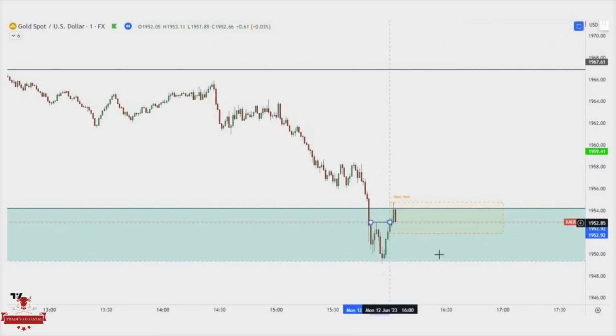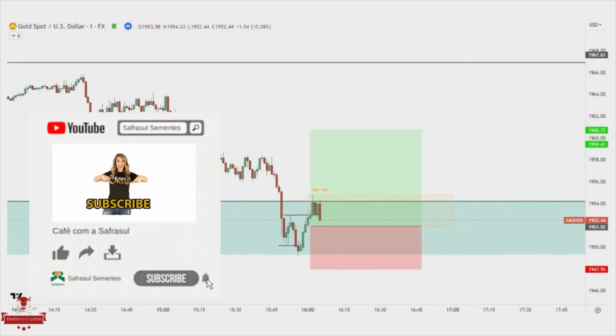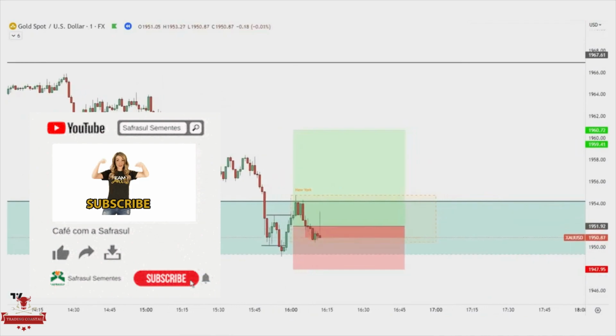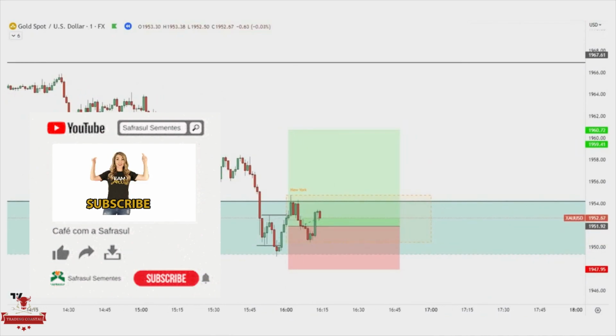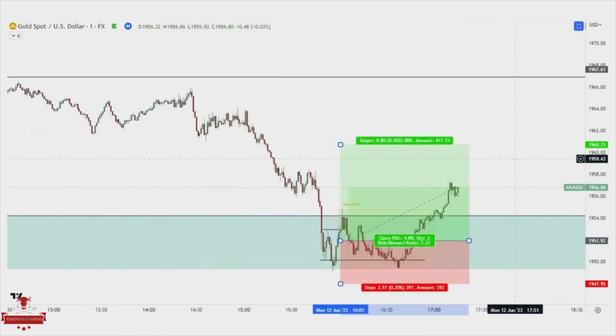Then, we had a shift in market structure. During this impulse, price left behind an imbalance zone that will serve us as entry level. We put a buy limit position at the edge of this imbalance, and as we can see, price triggered it perfectly. Then price compressed for a couple of minutes, but never risked to stop us out.